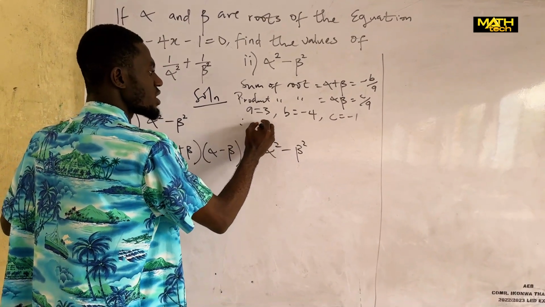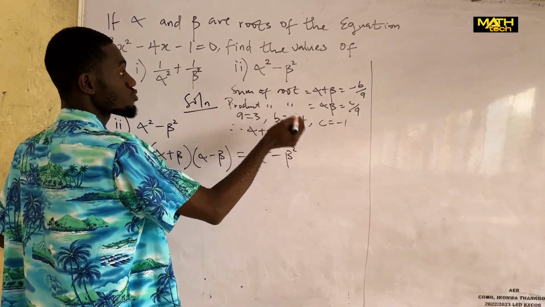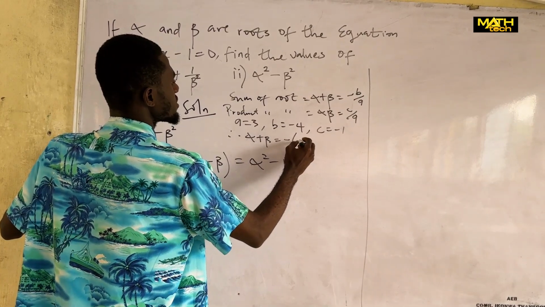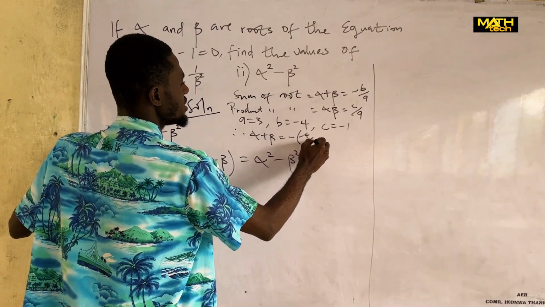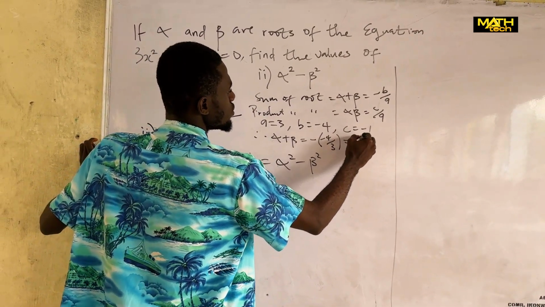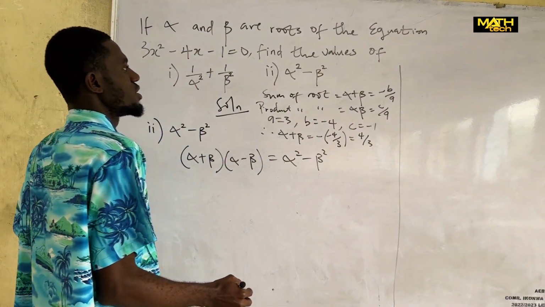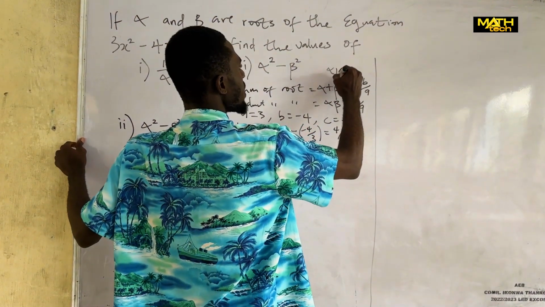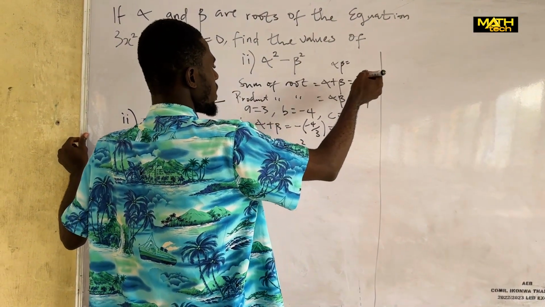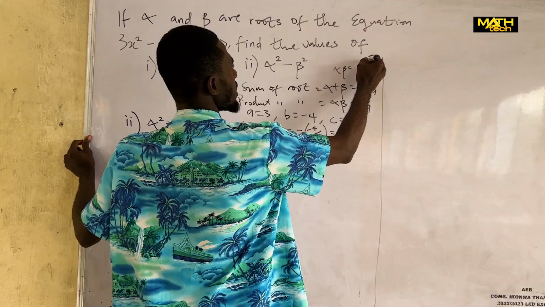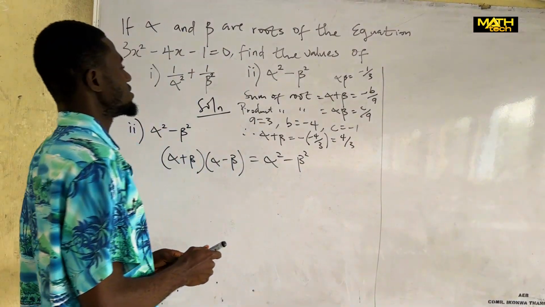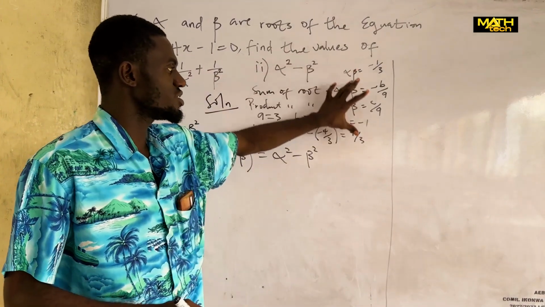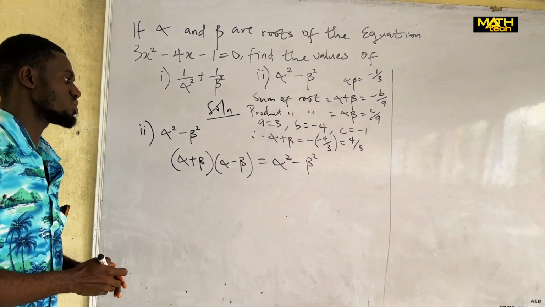So therefore, our alpha plus beta, which is the sum of the roots, is going to give us minus bracket minus 4 over 3, and this will give us 4 over 3. For the product of the roots, alpha beta, we have c all over a, which is minus 1 all over 3. Please take note, we'll be using this to run through the solution now.